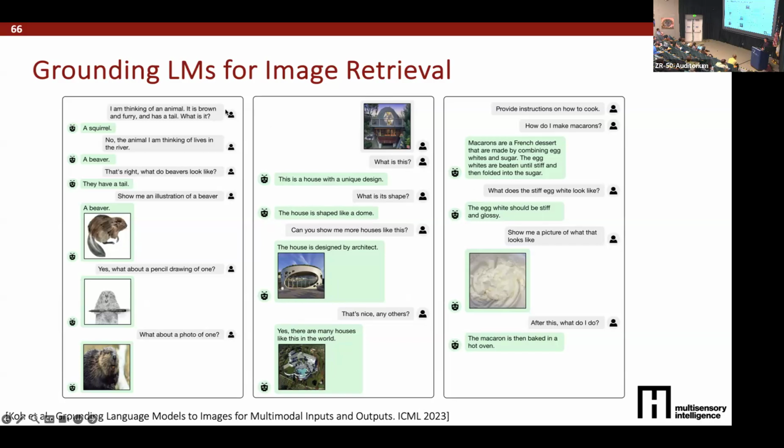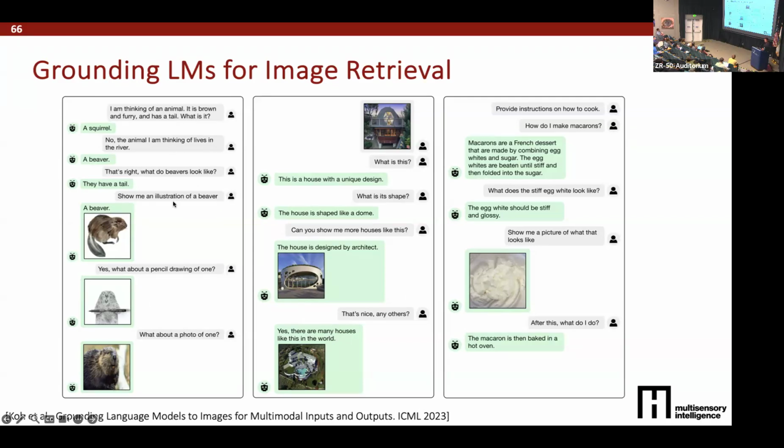So for example, here's an example. I'm thinking of an animal. It is brown and furry and has a tail. What is it? The model says a squirrel. You say, no, the animal I'm thinking of lives in the river. The model says a beaver. And you say, that's right. What do beavers look like? The model says they have a tail. And you might say, show me an illustration of a beaver.